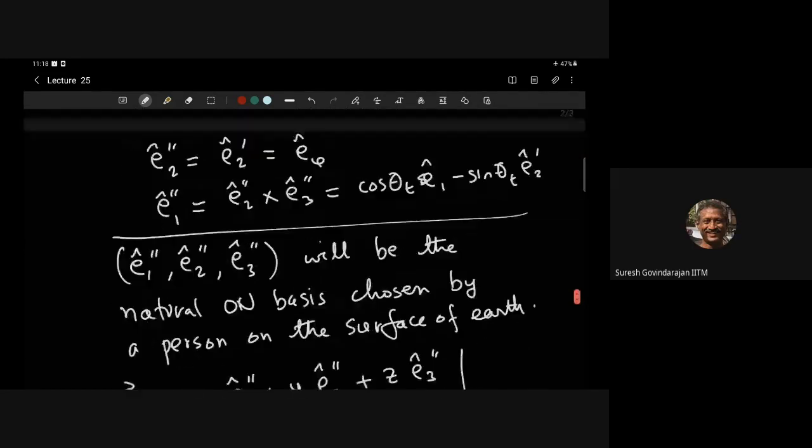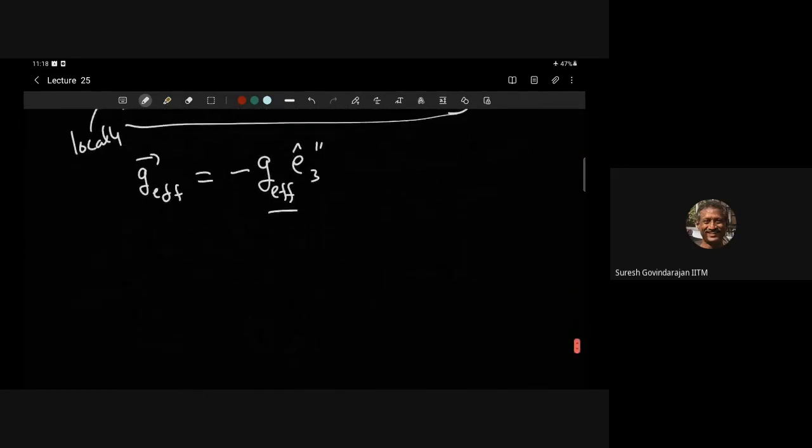Now, the other terms that are there, that still remain, are omega cross omega cross x prime.